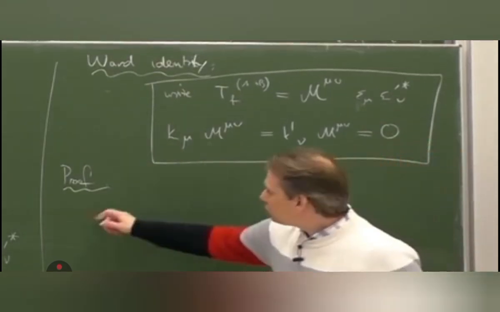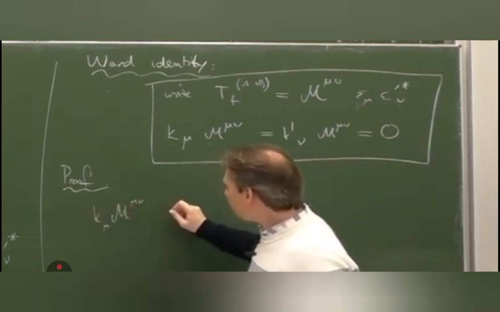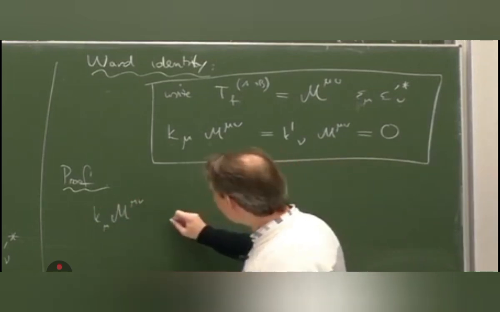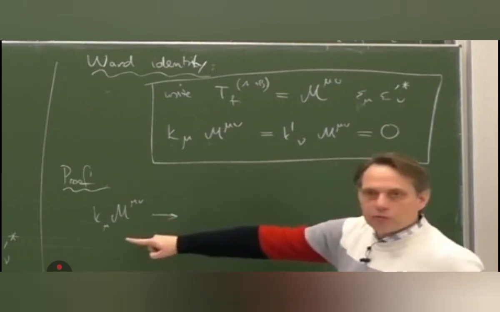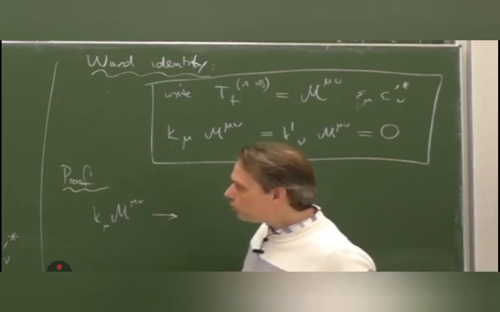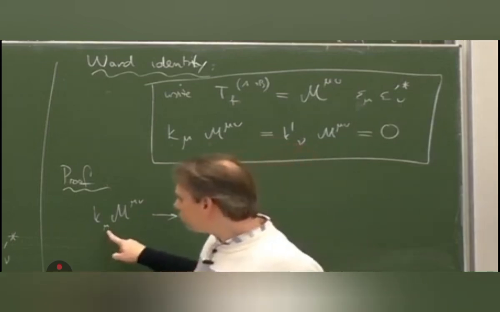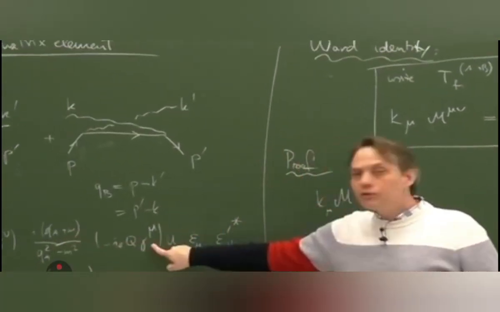Namely, we write down k mu M mu nu, and in this k mu M mu nu, what happens? Of course, we only look at one of the two cases. So k mu M mu nu, what happens? The k mu is now contracted with that expression, so the k mu hits the gamma mu here.